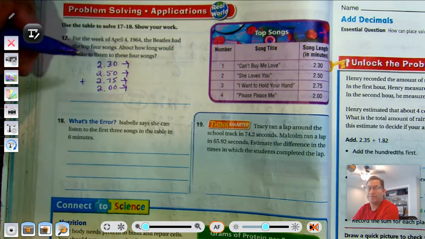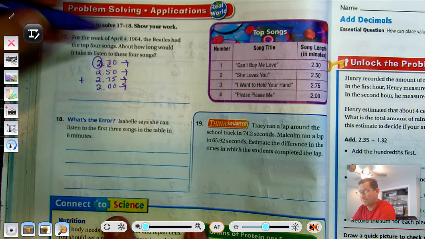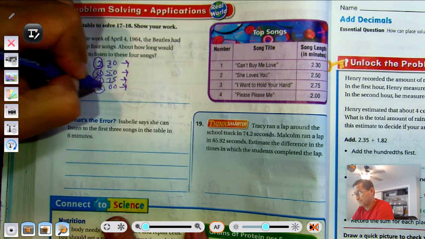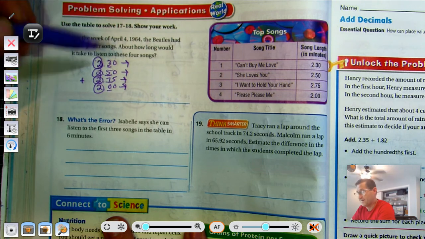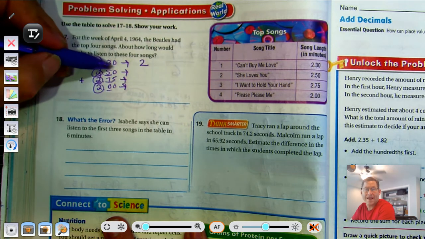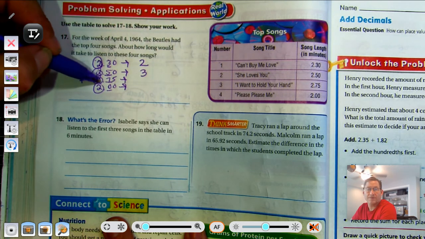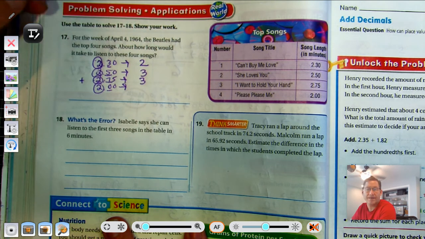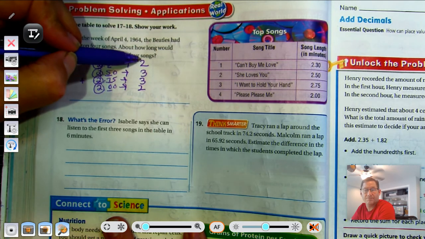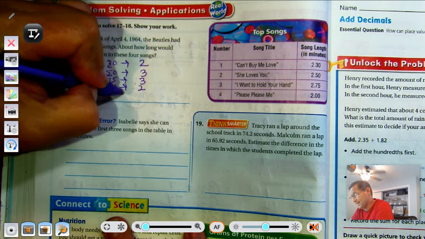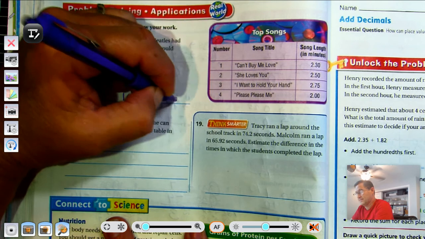Well, let's just quickly round, right? So if I round to the nearest 1 on each of them, the digit to the right of the 2 in the first one is less than 5, so keep it 2. 2.5, that's 5 or greater, so round up by 1. In the next one, 7 is greater than 5, so round up to 3. And then 2 is just 2. All right, now add them. 3 and 2 is 5. 5 and 5 is 10. So about 10 minutes to listen to the 4 songs.